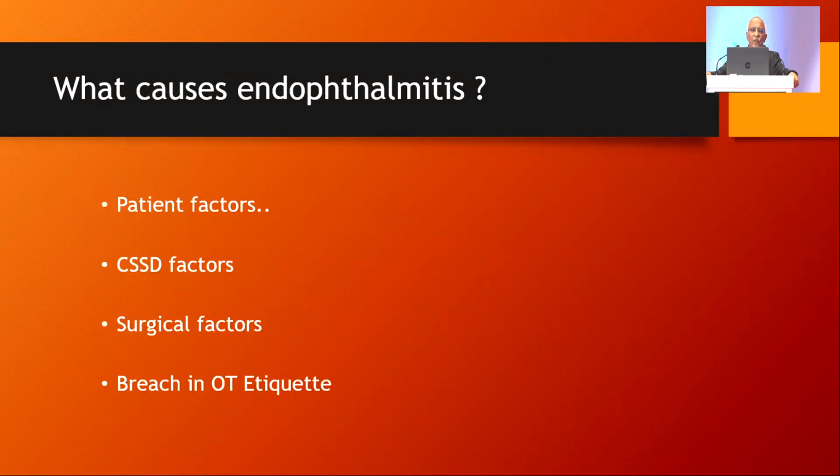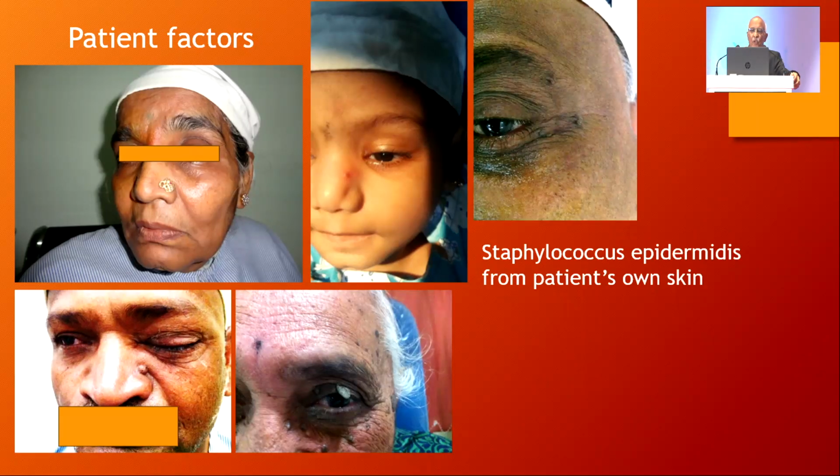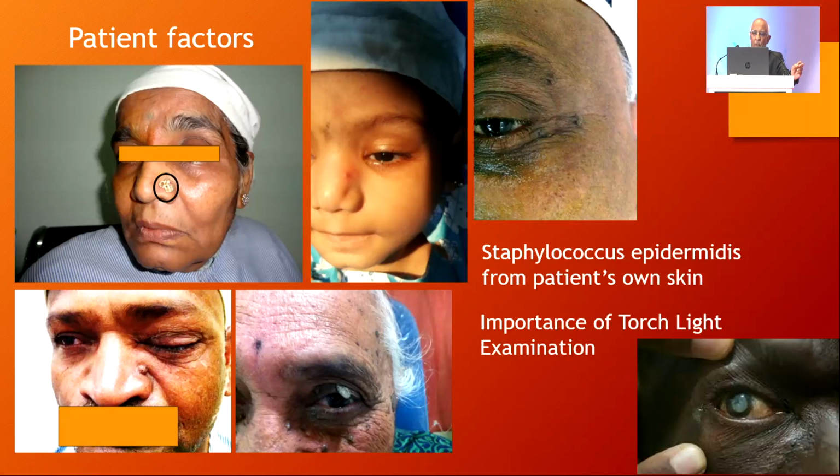So, coming briefly to what causes endophthalmitis: patient factors, CSSD factors, surgical factors, and breach in OT etiquette. I would like to classify the causes as these four. Patient factors, as you all know, are based on the personal hygiene of the patient and also certain nidus of infection, like molluscum contagiosum or nodules or the sebaceous, not to forget conjunctivitis and ectocystitis. So the importance of torchlight examination cannot be overemphasized.